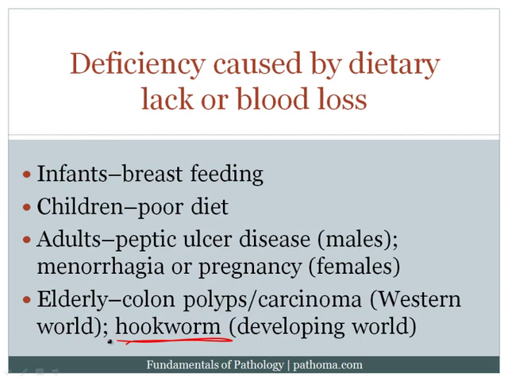And if we go back to microbiology, recall that the 2 hookworms to be familiar with, one is Necator and the other is Ancylostoma. And so Necator and Ancylostoma are 2 hookworms that are common causes of iron deficiency, again because of the blood loss associated with hookworms. These are common causes of iron deficiency in the developing world.